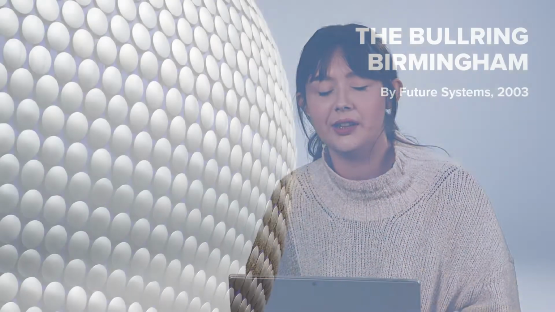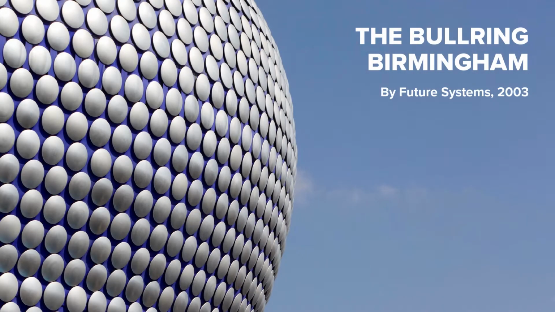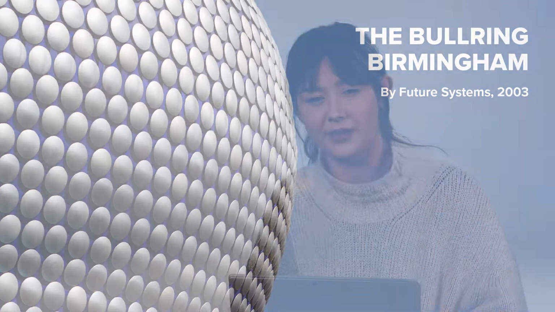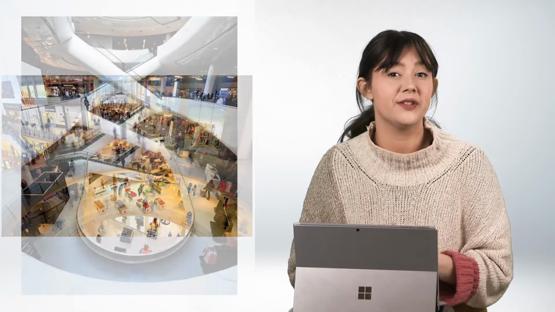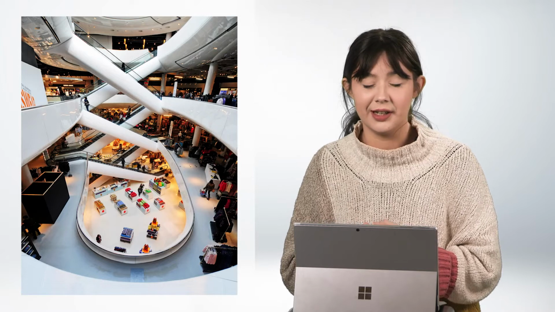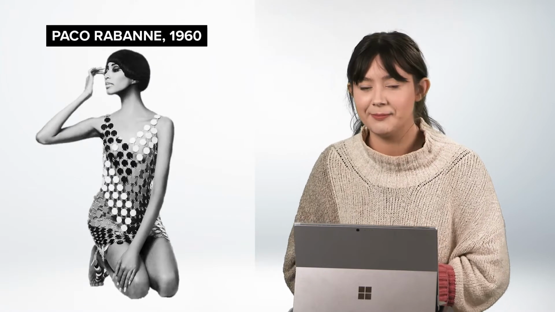And the first example is probably one of the clearest ideas of concept. The Bullring in Birmingham was designed by Future Systems in 2003. The Bullring on the surface is a shopping centre. It has a very large Selfridges. It has an incredible amount of retail shops, and you may not have known this, but it is inspired by a Paco Rabanne dress from the 60s.